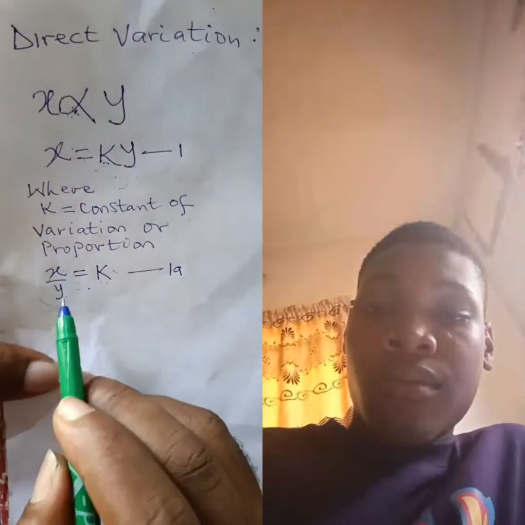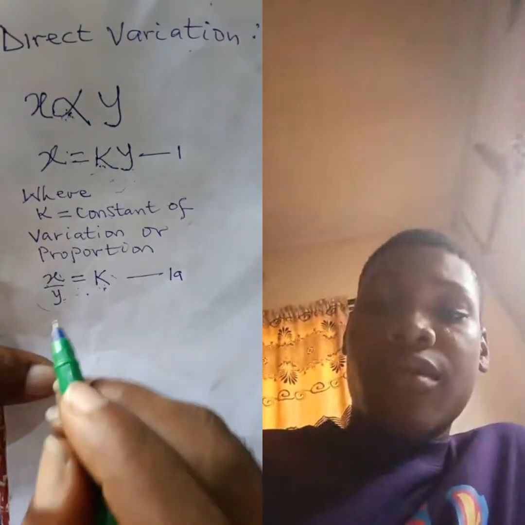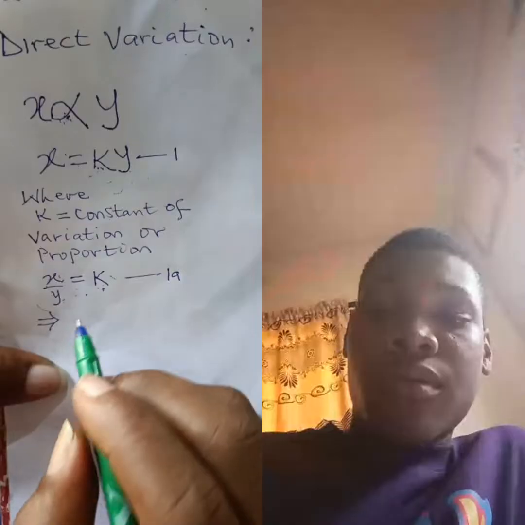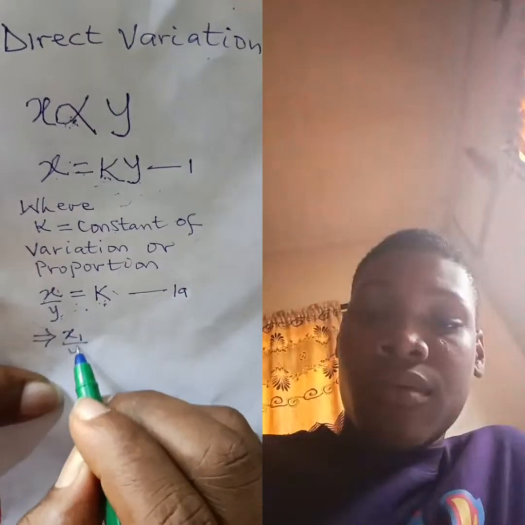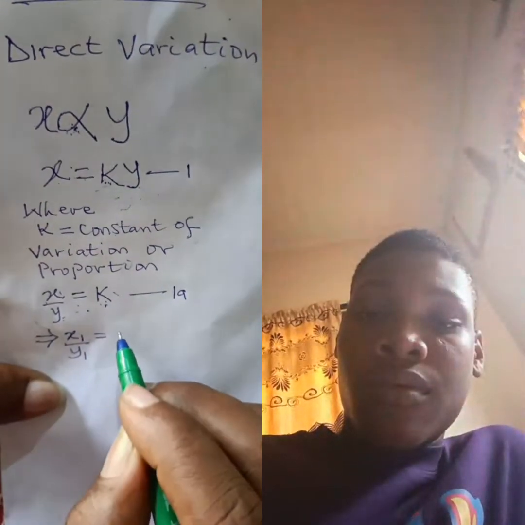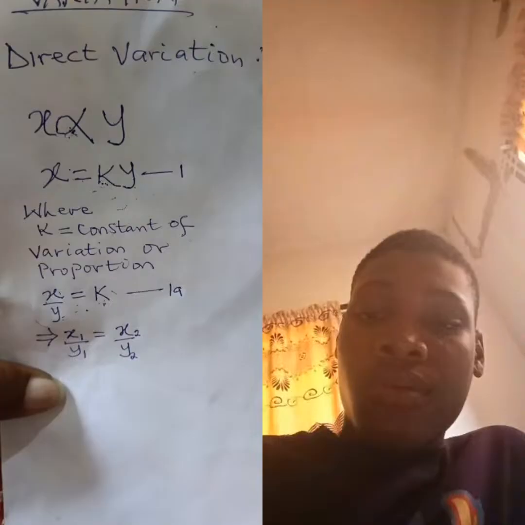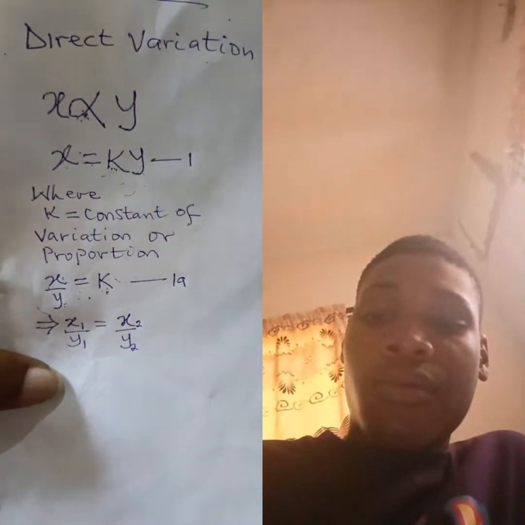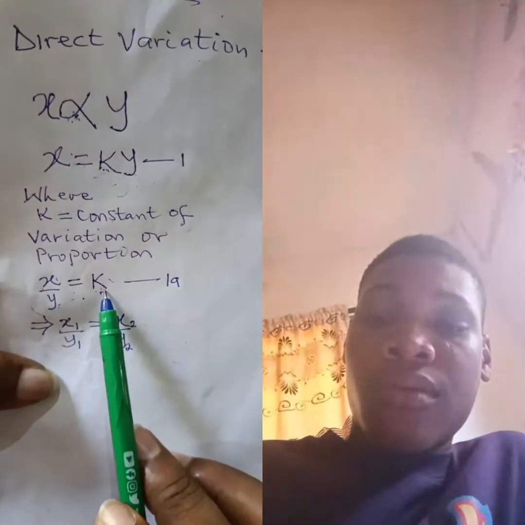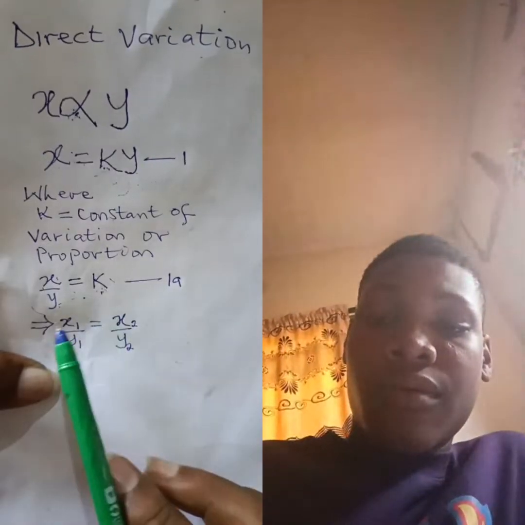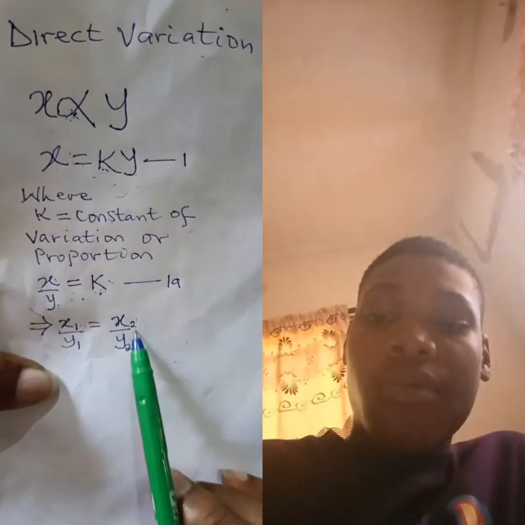For example, because this x over y is equal to a constant, it means x over y does not change. The implication of this mathematically, scientifically, is that you can write it as x1 over y1 equal to, again, x over y, but this time around it will be x2 over y2. This can still be equal to another x over y because x over y is constant. It doesn't change. The only thing now is that you can have it as initial value, final value.